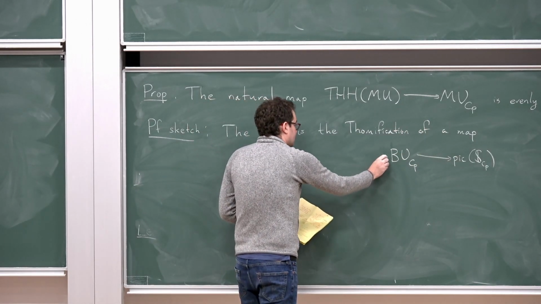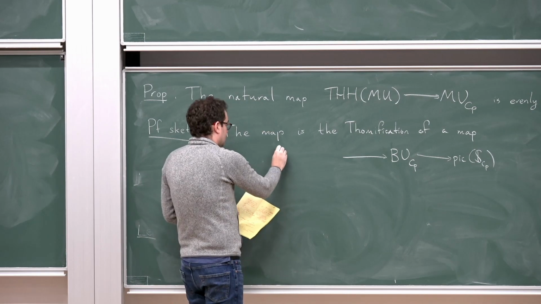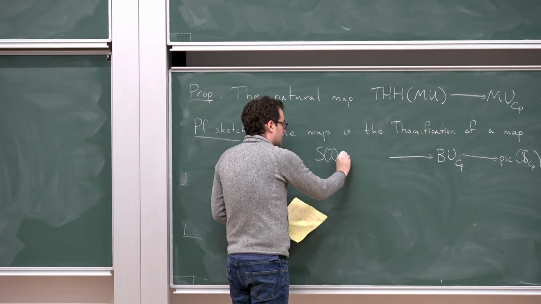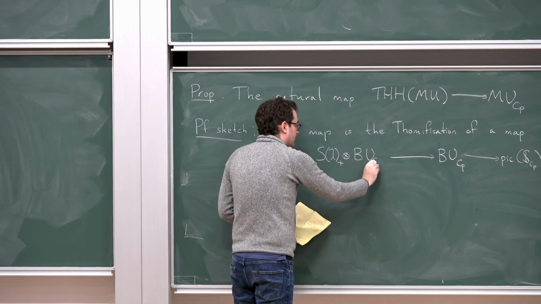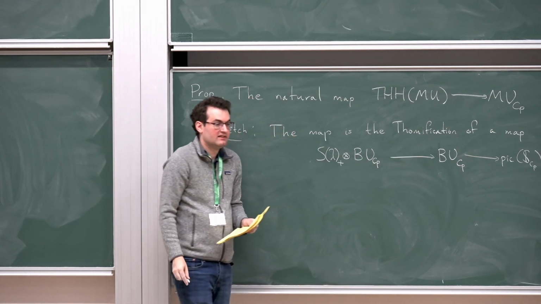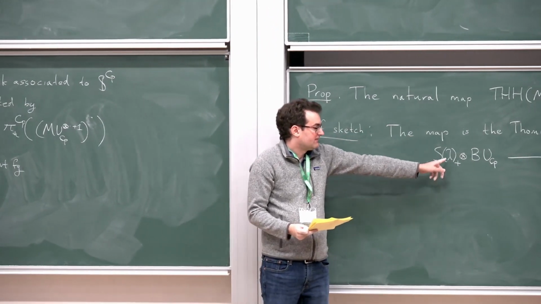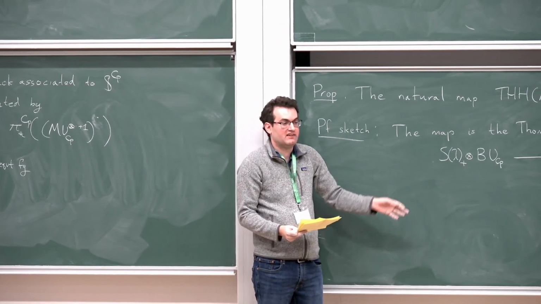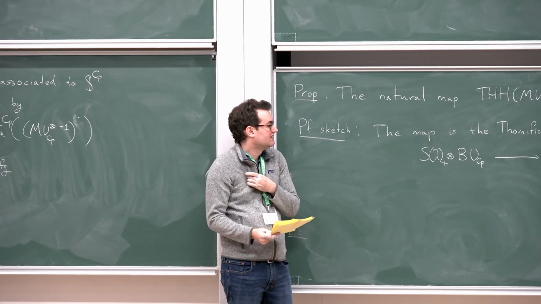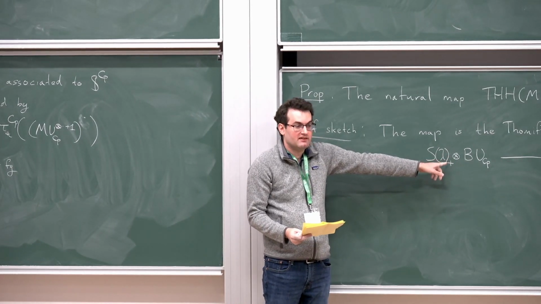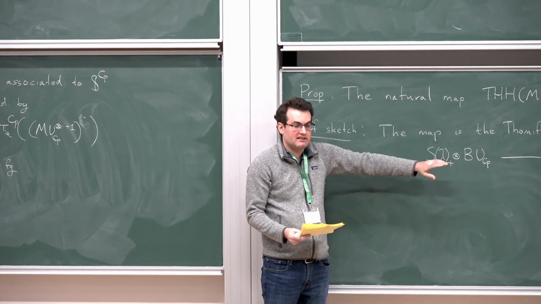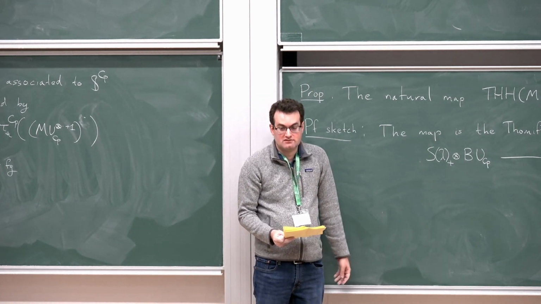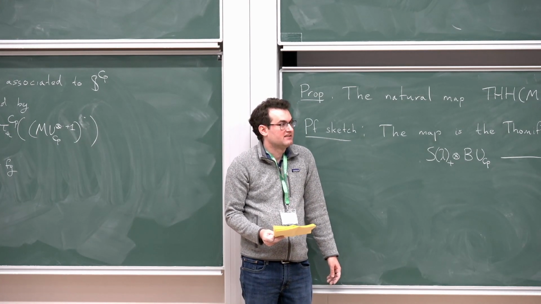And then what is this THH? Well, you can look at S of lambda plus tensor BU mapping to BU_CP. So this lambda is my notation for the complex plane being rotated by e to the 2 pi i over P. So that's an S1 equivariant representation that I can view as a CP representation.